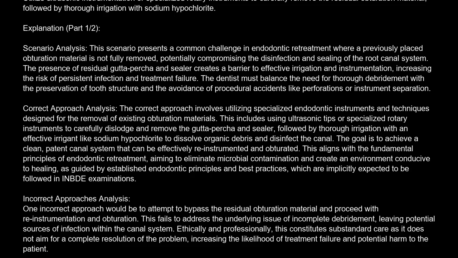Incorrect approaches analysis. One incorrect approach would be to attempt to bypass the residual obturation material and proceed with reinstrumentation and obturation. This fails to address the underlying issue of incomplete debridement, leaving potential sources of infection within the canal system. Ethically and professionally, this constitutes substandard care as it does not aim for a complete resolution of the problem, increasing the likelihood of treatment failure and potential harm to the patient.